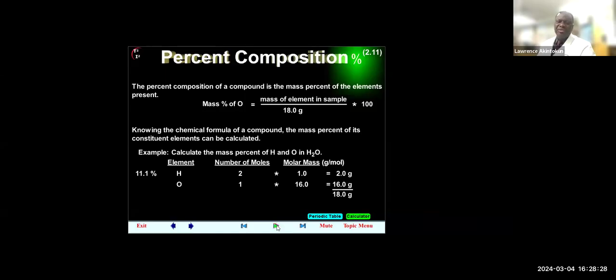Mass percent of O. In the same way, you can find the mass percentage of oxygen by putting the mass of the element in the sample, which is 16, over the total mass of 18, times 100. Equals 16.0 grams divided by 18.0 grams times 100 equals 88.9%.